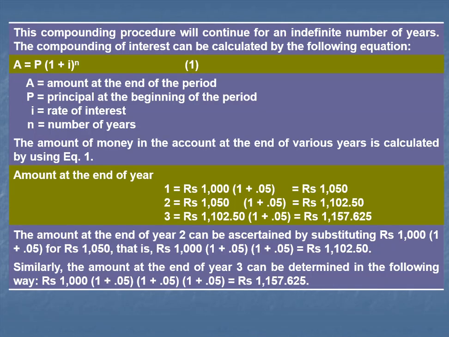This compounding process will continue for an indefinite number of years, and we are able to calculate A, the amount, equal to principal times (1 plus interest rate) to the power n, where n is the number of years. We can use it this way also: the amount at the end of the first year, the second year, the third year. So at the end of the second year, the total amount will be given.